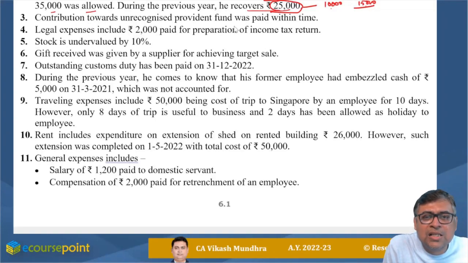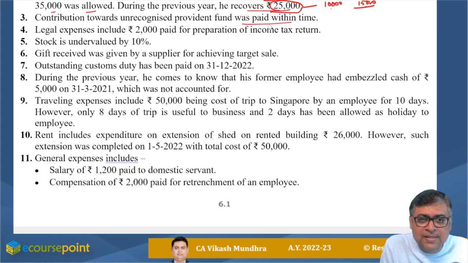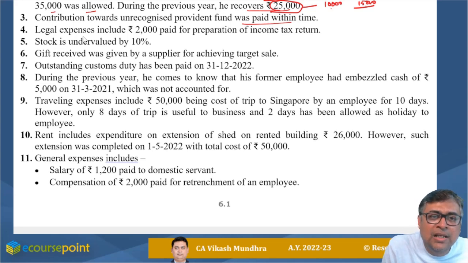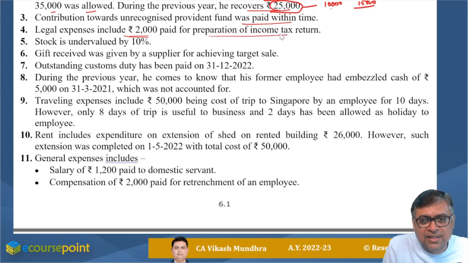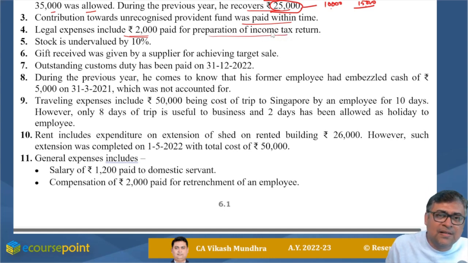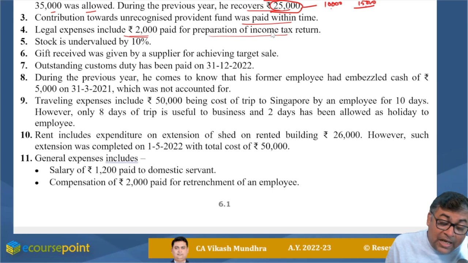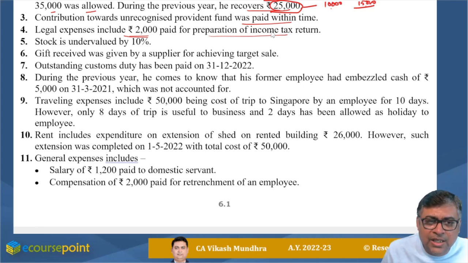contribution towards unrecognized provident fund was paid within time. Even though it is paid within time, contribution to unrecognized provident fund is disallowed. We already did that. Legal expenses include rupees 2,000 paid for preparation of income tax return. The consultancy fee for filing the income tax return is included in legal expenses. This is related to the business, so nothing is to be done. So for this expenditure, we have nothing to do with this information.